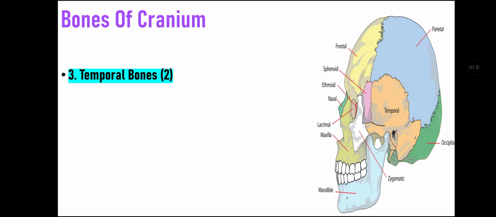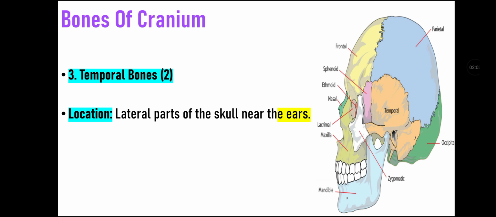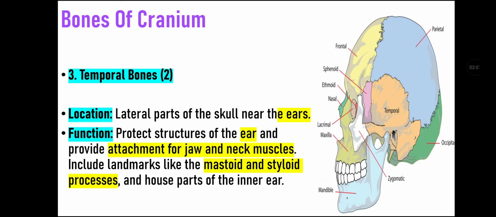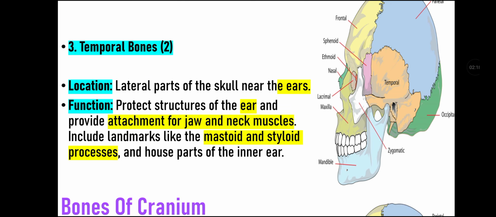Next cranial bone we have is a temporal bone. As you can see here in the diagram, the orange color bone is a temporal bone. It is a paired bone. That means there are two temporal bones in every skull. It is located at the lateral part of skull near the ears. Its function is to protect structures of ear and provide attachments for jaw and neck muscles. It includes landmarks like the mastoid and styloid processes and houses parts of the inner ear.